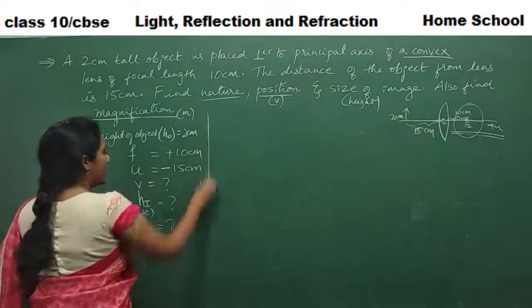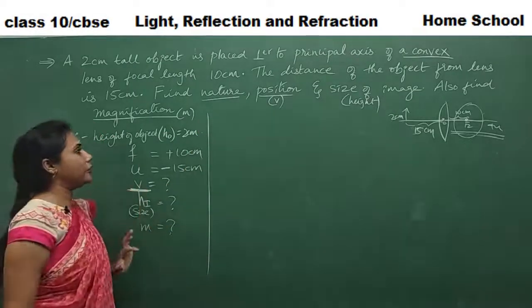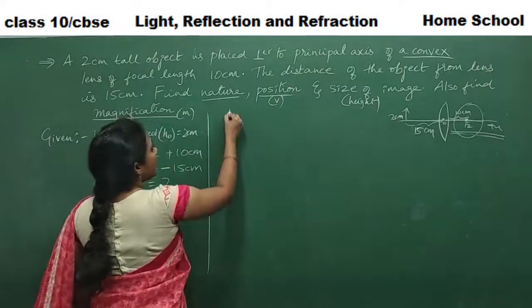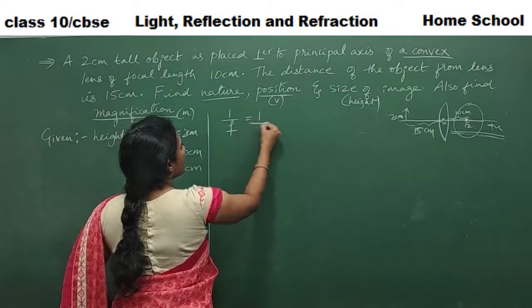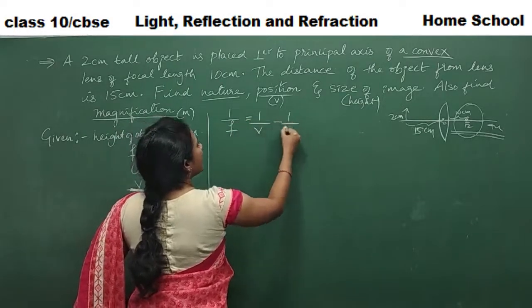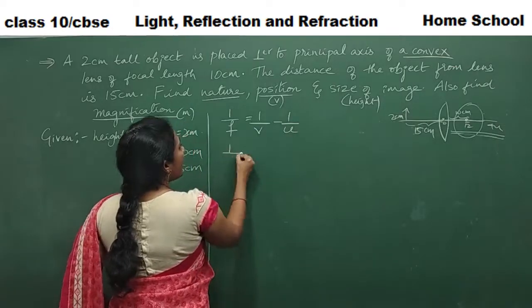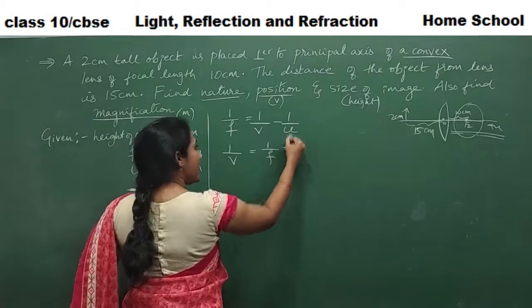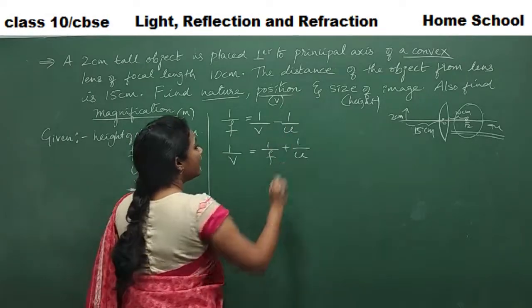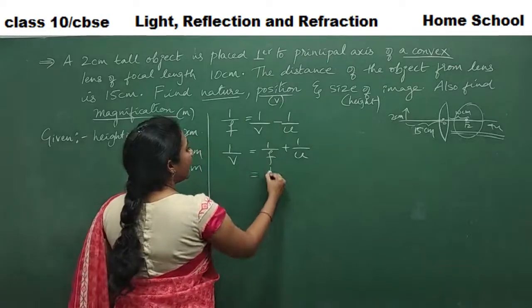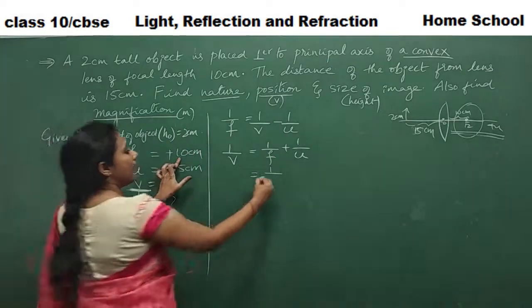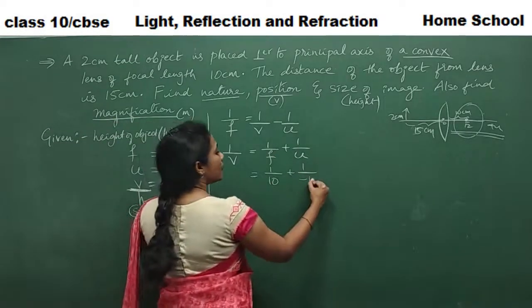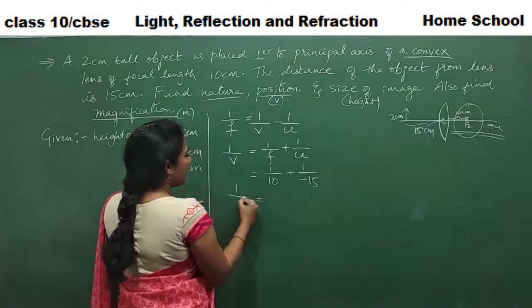So first let us try to find out our V value. How do you find out the V value? It's always by the lens formula. So what is our lens formula? 1 by F is equal to 1 by V minus 1 by U. So 1 by V is equal to 1 by F plus, I'm bringing this here, 1 by U. F value is plus 10 centimeter, plus 1 by U. U value is minus 15 centimeter.